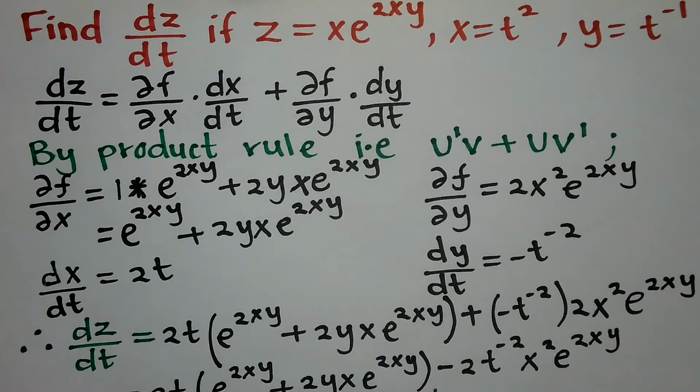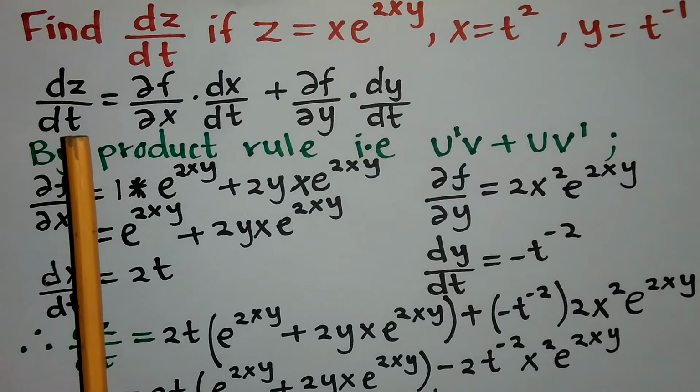Hello and welcome. We've been given a function z which is equivalent to x exponential xy, and we have also been given values of x and y, that is x is equivalent to t squared and y is equivalent to t raised to power negative 1, and we've been asked to find the derivative of z with respect to t. So we're going to look at our formula.